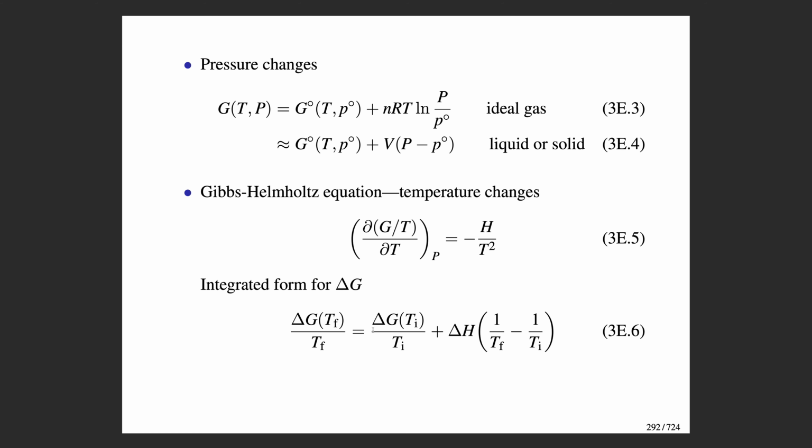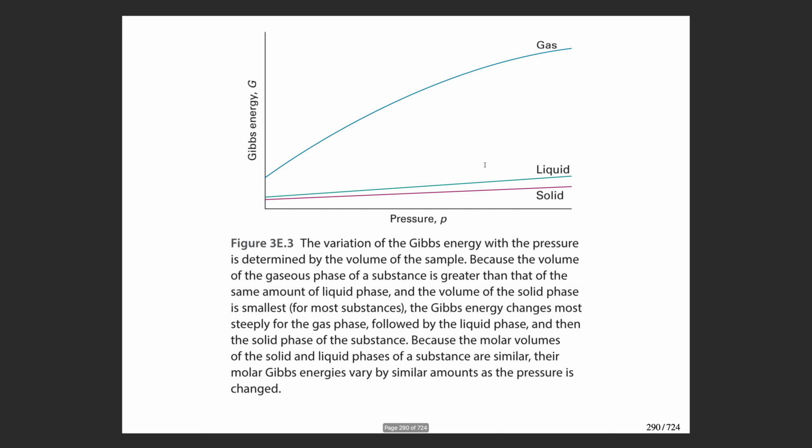So let's say we knew delta G at one temperature. You would use this equation and the delta H value to calculate delta G at a different temperature. I just want to point out that the Gibbs energy for the gas has this logarithmic dependence on the pressure, whereas for solids and liquids, it's linear. And if we go back to this figure, indeed, that's logarithmic dependence, and for the solid and liquid, it's essentially a linear dependence.